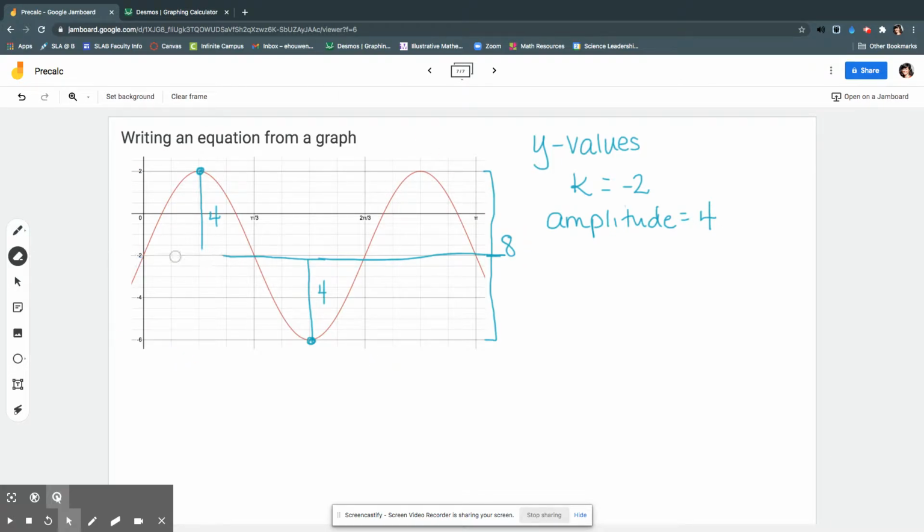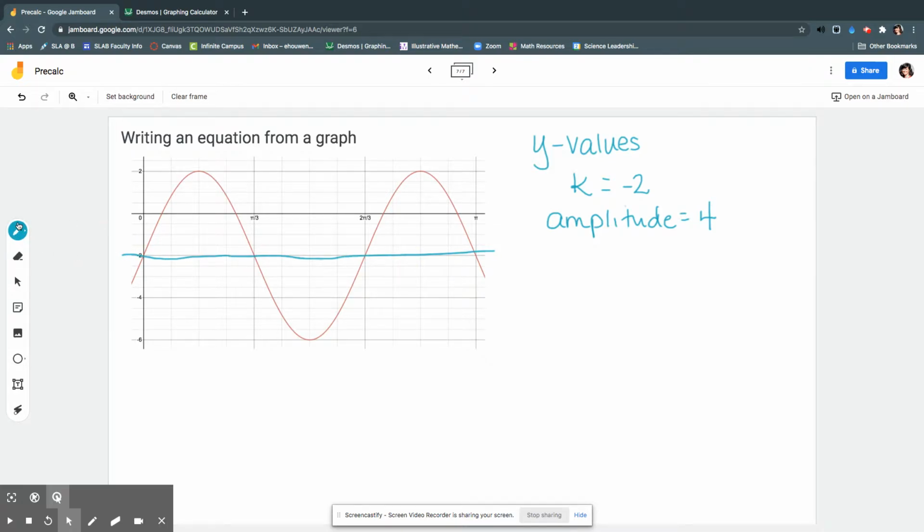Next, we'll think horizontal. Horizontal is always a little more difficult and tricky to think about than vertical. When we think about horizontal, the period will be the same, but the horizontal shift, the horizontal translation, will depend on whether we're thinking of this as a sine graph or a cosine graph. Let me put the midline back.